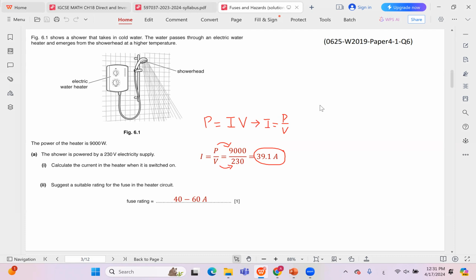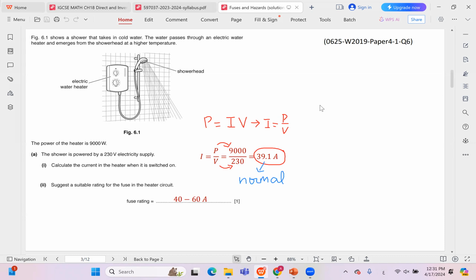In part two, we are told to suggest a suitable rating for the fuse in the heater circuit. So the normal operating current is 39.1. This is the normal, and we want the fuse to blow if the current exceeds the normal. However, you might want to ask yourself, by how much should the current exceed the normal for the fuse to function correctly so that it would blow without causing danger?